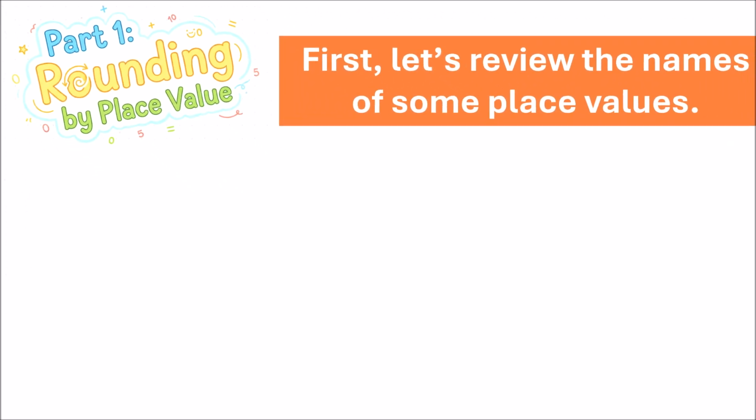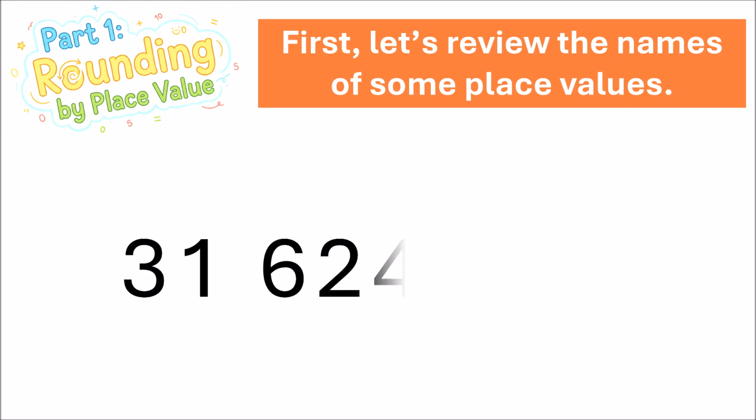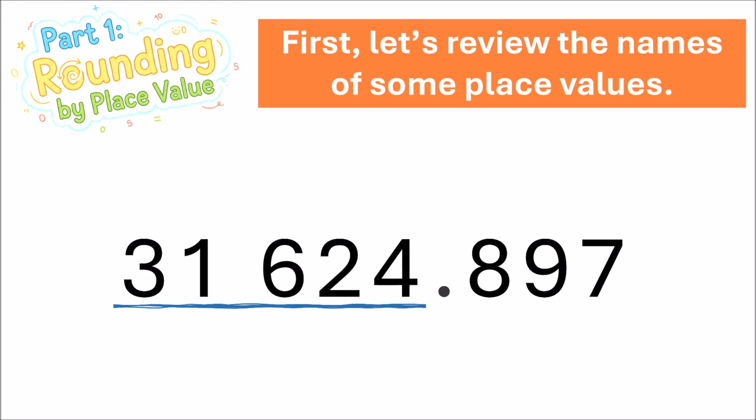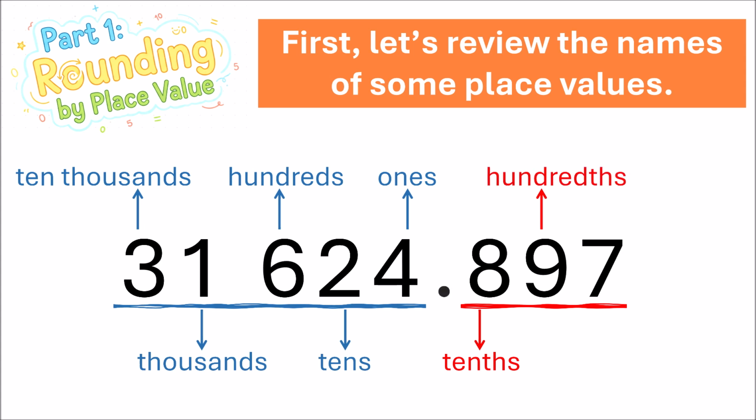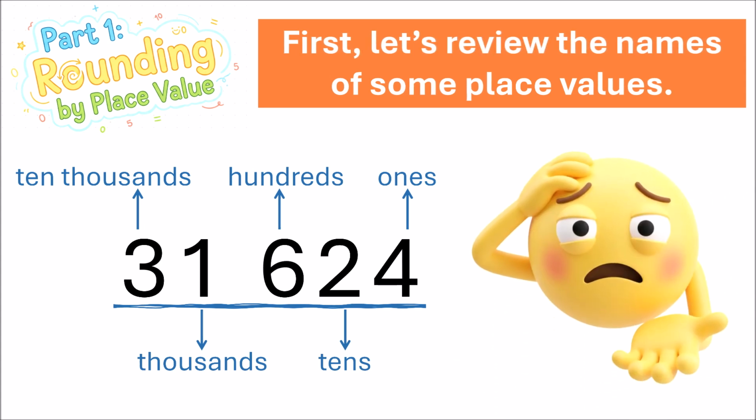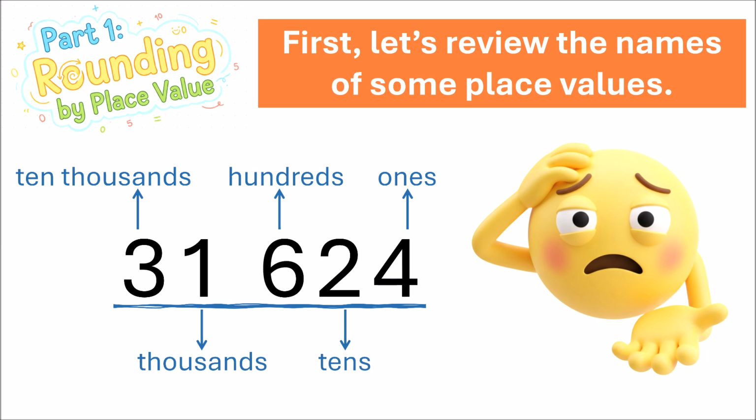First, let's review the names of some place values with this number. Moving left from the decimal point, we have the ones, followed by the tens, then the hundreds, then the thousands, and then the 10,000s and so on. Moving right from the decimal point, we have the tenths, followed by the hundredths, and then the thousandths, and so on. When the decimal point is not seen, the number is a whole number. You can imagine the decimal point to be on the right of the last digit.